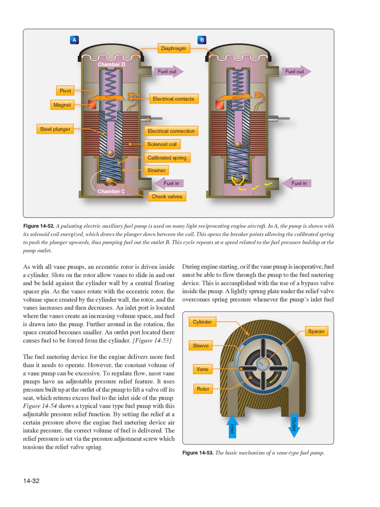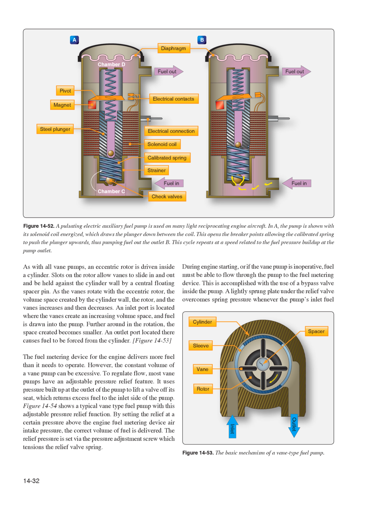Figure 1453. The fuel metering device for the engine delivers more fuel than it needs to operate. However, the constant volume of a vane pump can be excessive. To regulate flow, most vane pumps have an adjustable pressure relief feature. It uses pressure built up at the outlet of the pump to lift a valve off its seat, which returns excess fuel to the inlet side of the pump. Figure 1454 shows a typical vane-type fuel pump with this adjustable pressure relief function.